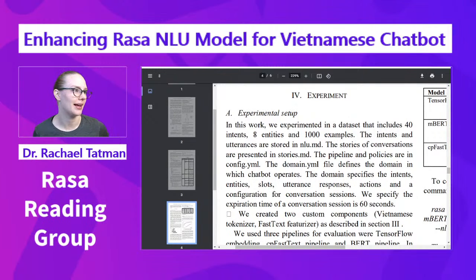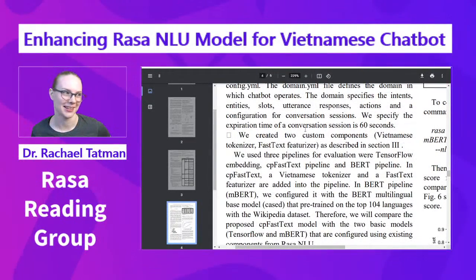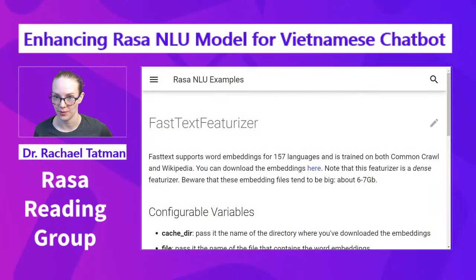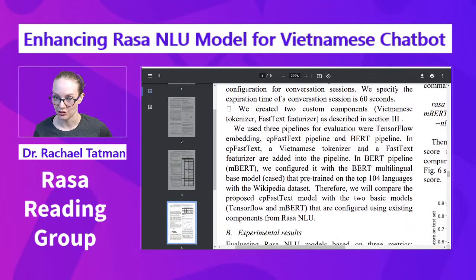And the reason I say it's pretty fast is that I will oftentimes spend more than 60 seconds trying to type a reply, especially if I'm trying to not have typos. We created 2 custom components, the Vietnamese Tokenizer and the fastText featurizer. You could also use the one that we made, as described in section 3. We used 3 pipelines. So we got the TensorFlow, the Vietnamese fastText, and the BERT pipeline.